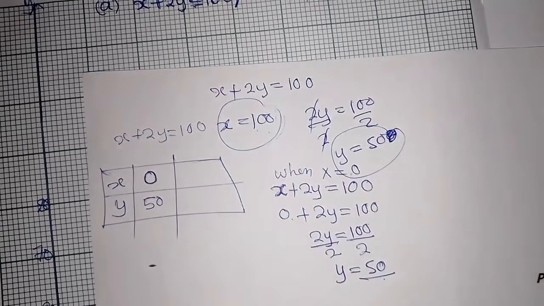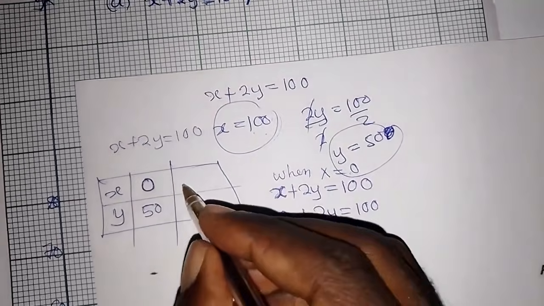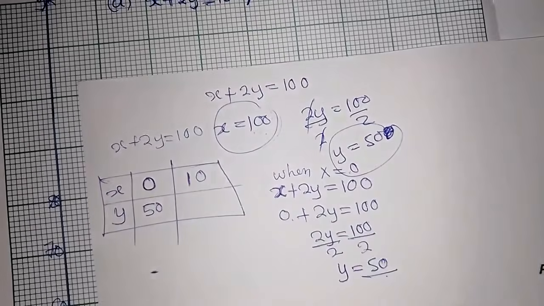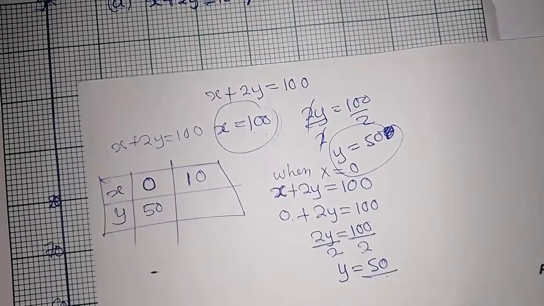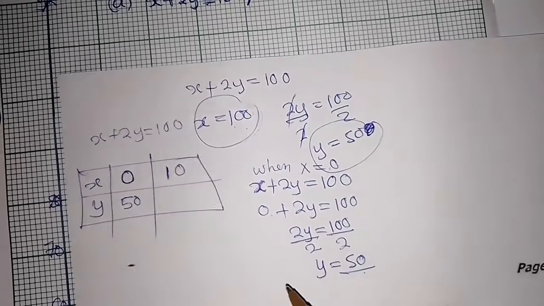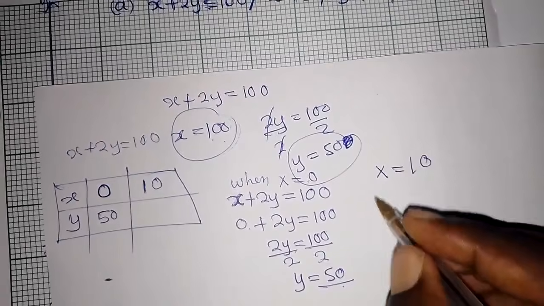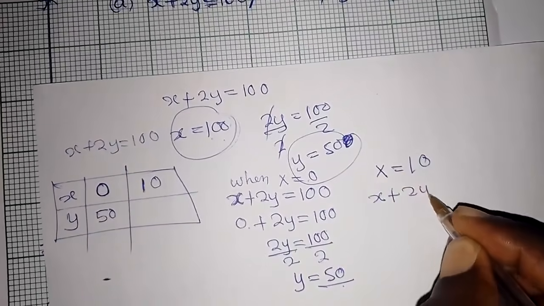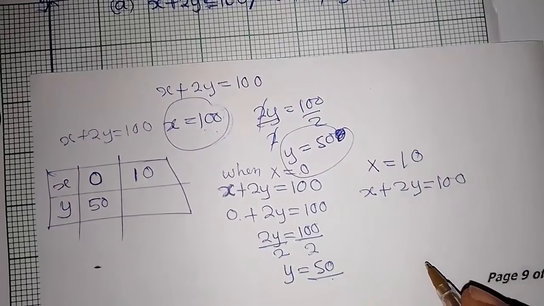You can put any numbers of your choice, but this is what I told you: you need to start with 0. Then there you go with a 10. You put a 10 there. So if x is equal to 10, what is the answer? When x is equal to 10, what is the answer? X plus 2y is equal to 100 like this. This is what you need to do.